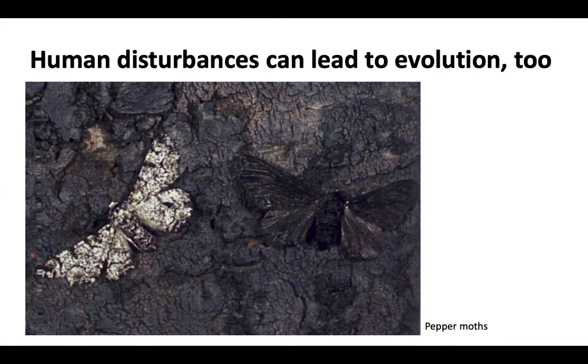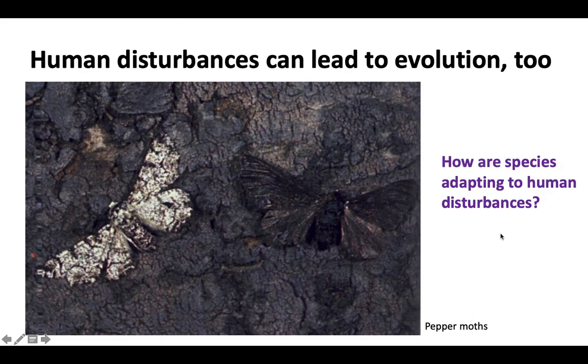And something I want to leave you with, and we'll talk about this next class, is that it's not just natural disruptions that can lead to evolution and habitat change, but it can be human disturbances as well. And we'll look at an example with peppered moths next class. So I want to leave you with this question for now. How are species adapting to human disturbances? Keep that in the back of your mind for next class, and I'll see you later.